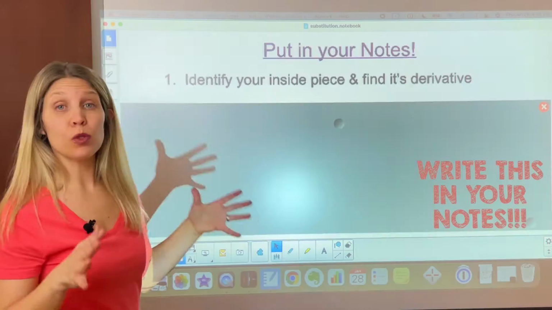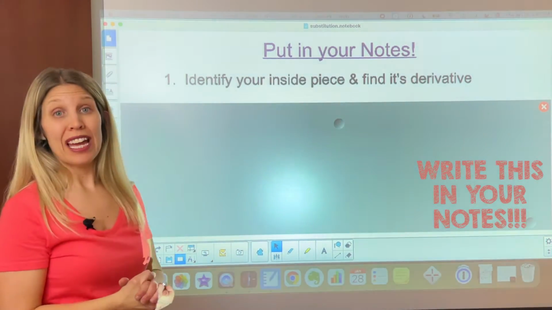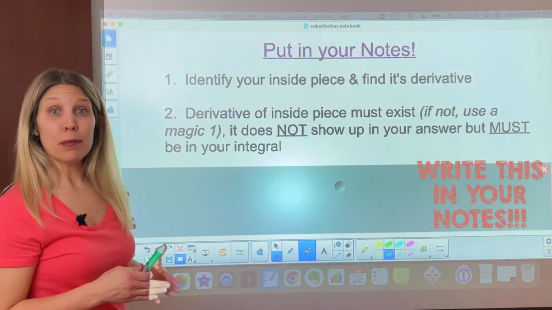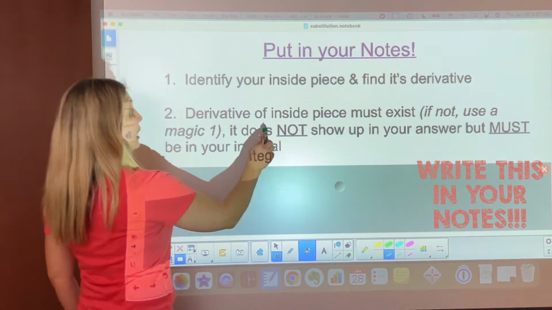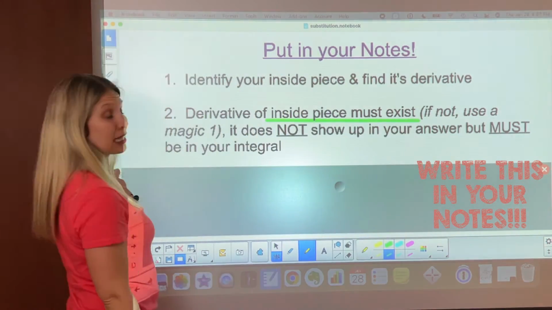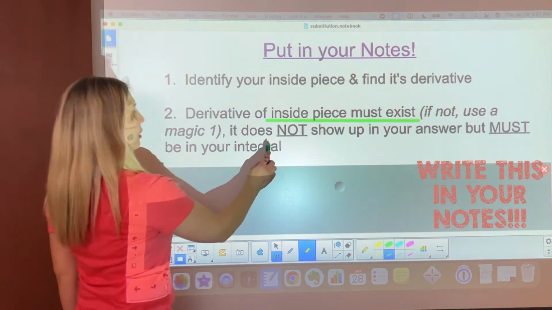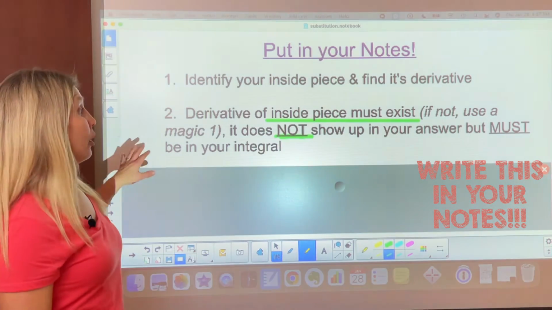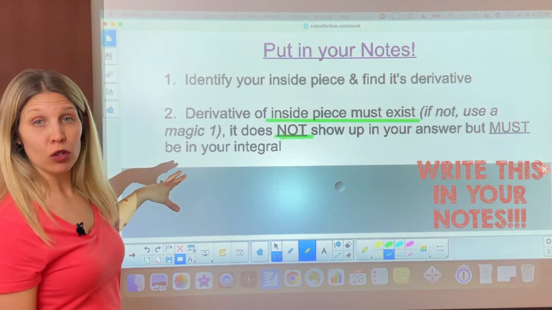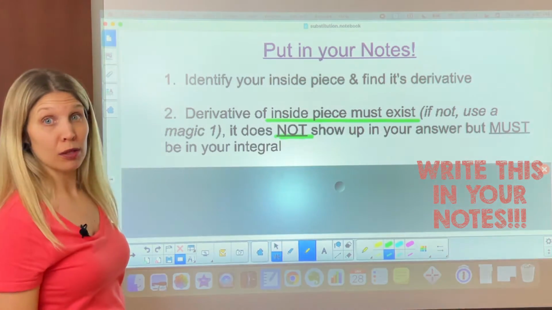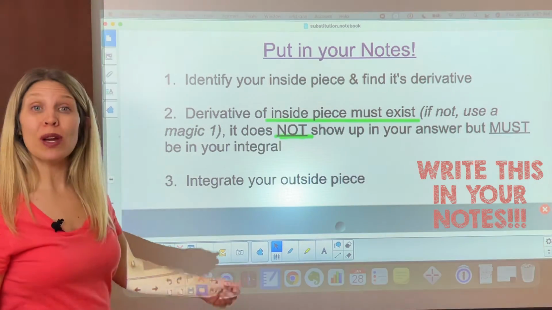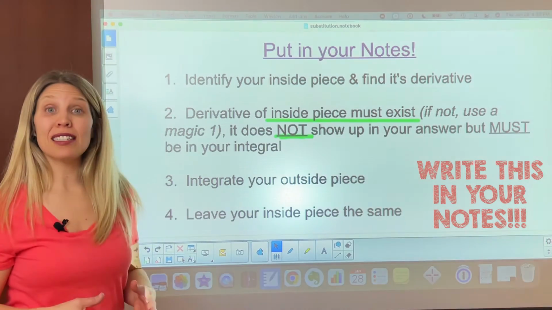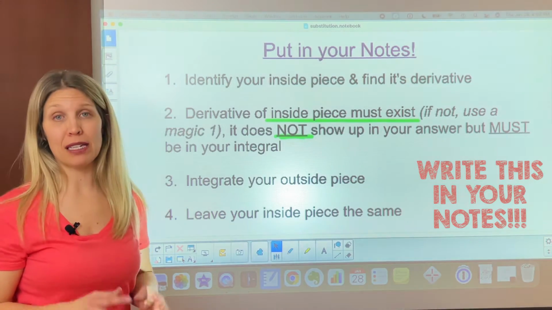So let's get this in our notes so you know exactly what you need to be doing for each problem. Put this in your notes. The first thing you need to do is identify your inside piece and its derivative. Step 2, the derivative of the inside piece must exist, but it does not show up in your answer, but it must be there. And you'll see here, I say, if not, use a magic wand. I'm going to tell you all about that in just a minute. Step 3, you're going to integrate your outside piece using normal integration rules. The last step is when you write your answer, you're going to leave your inside piece the same.